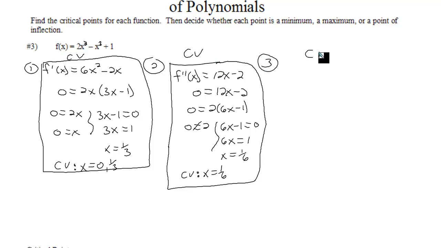Step 3, find the critical points. To do so, take your critical values and plug them into the original function. I suggest when you write these down, you write them in ascending order from smallest to greatest. 0 is the smallest. 1/6 is a little bit bigger. 1/3 is a little bit bigger than that. F of 0 is 1. F of 1/6 is 0.98. F of 1/3 is 0.96.